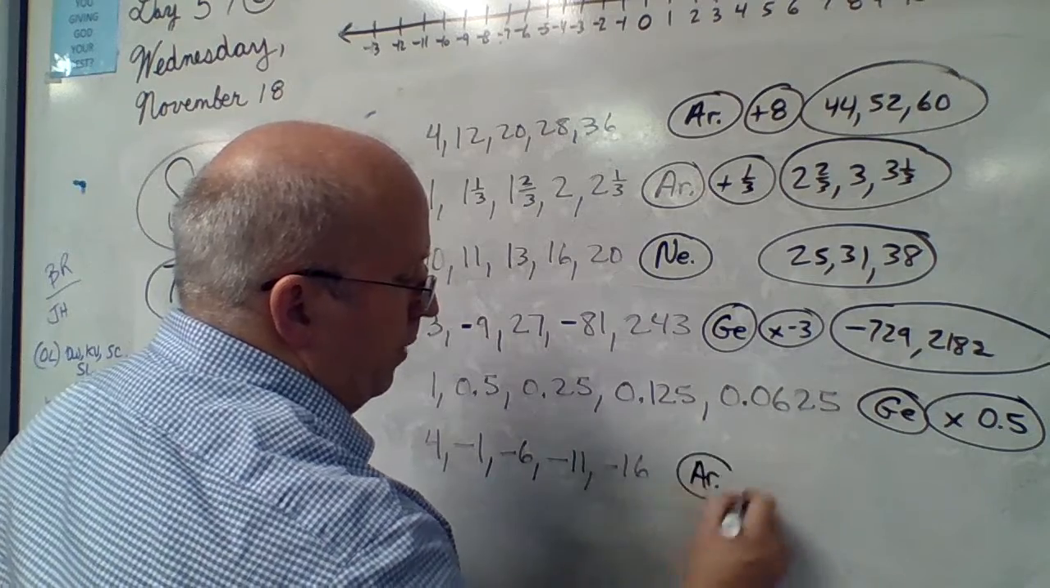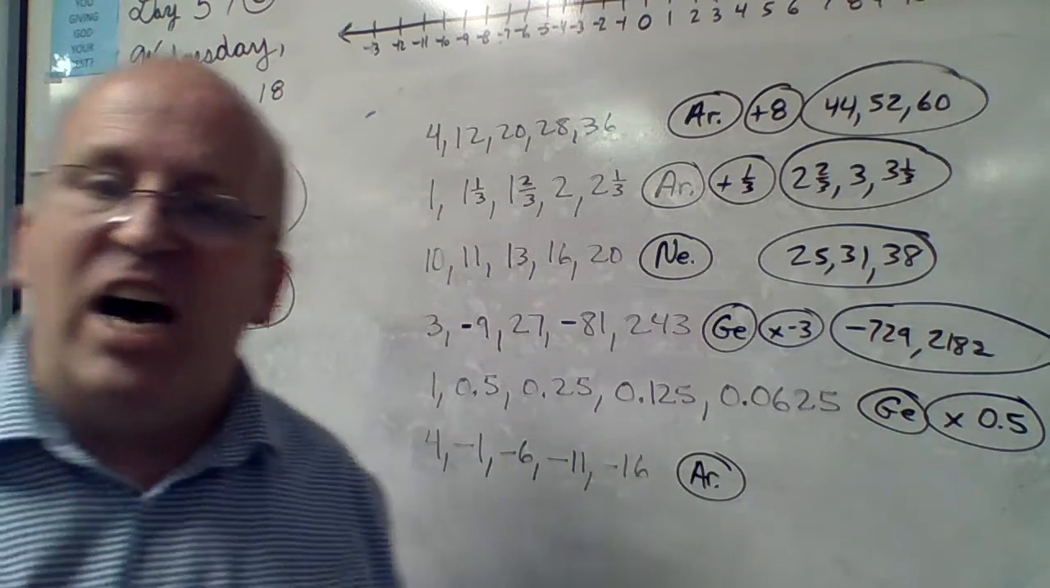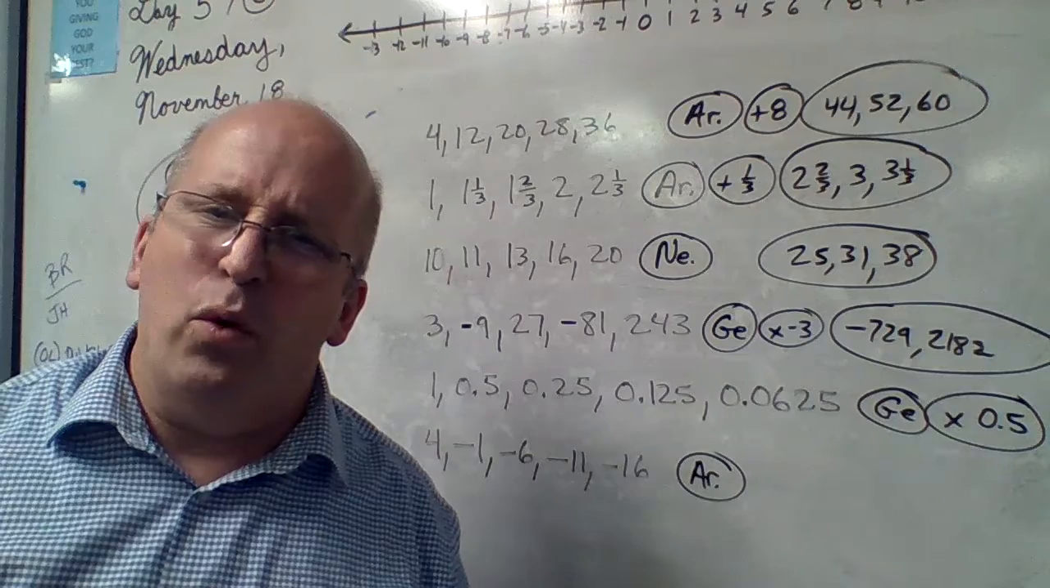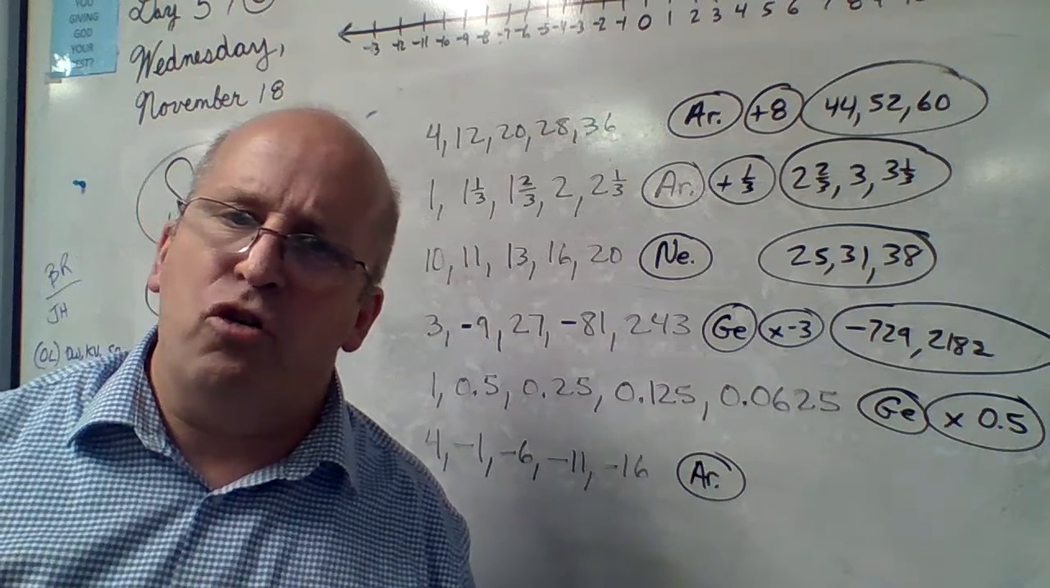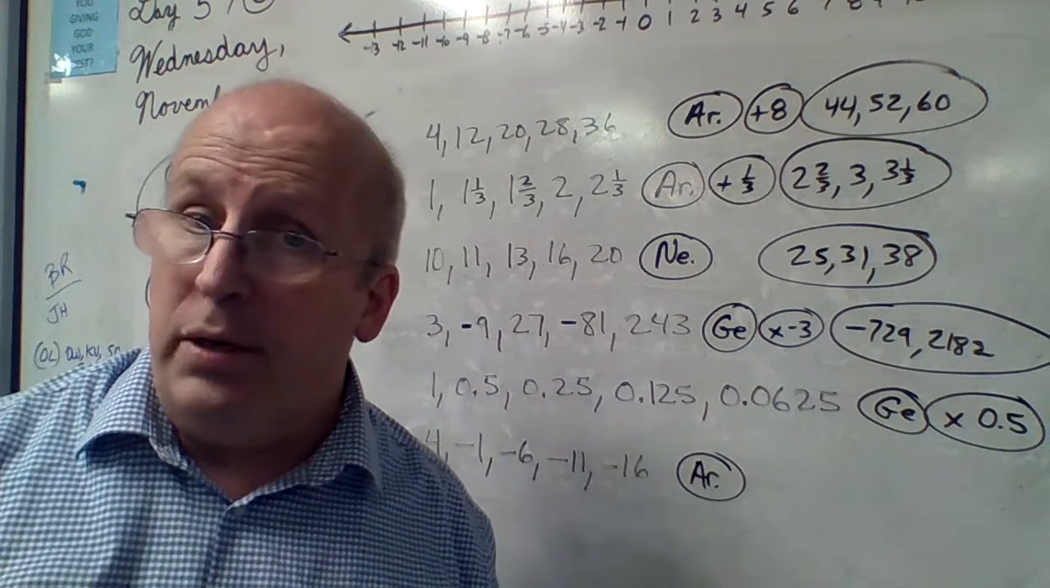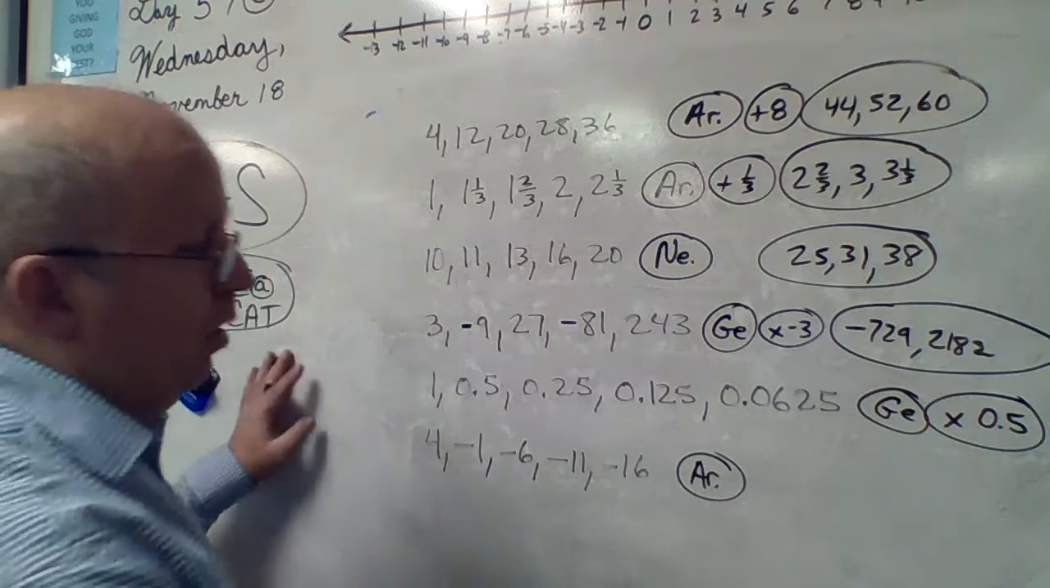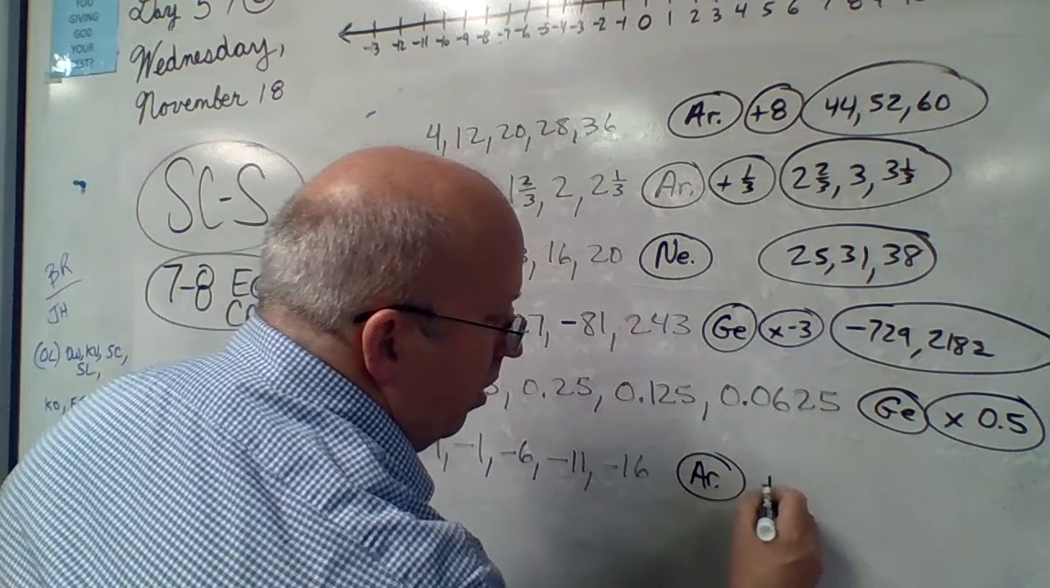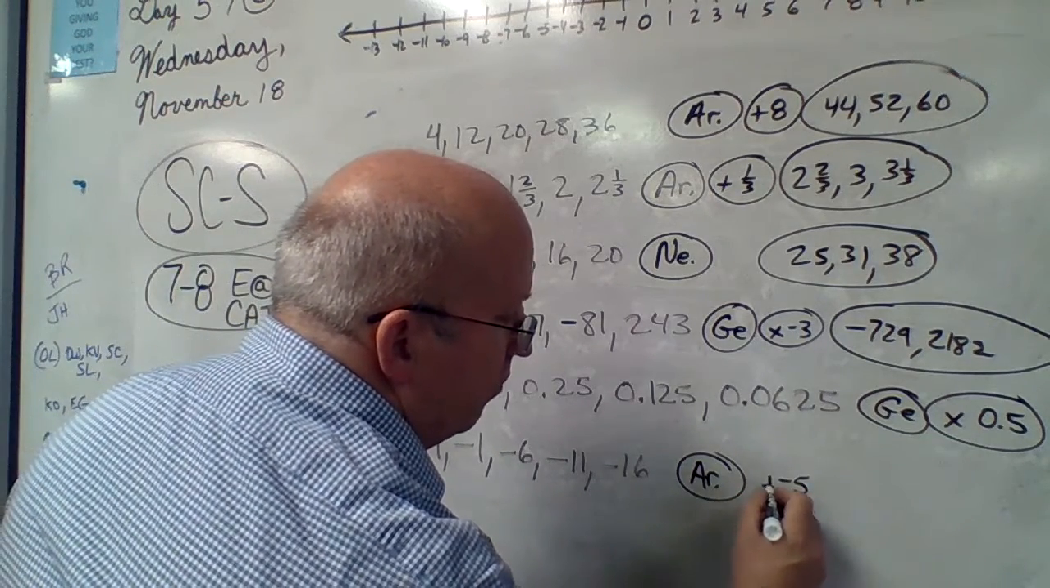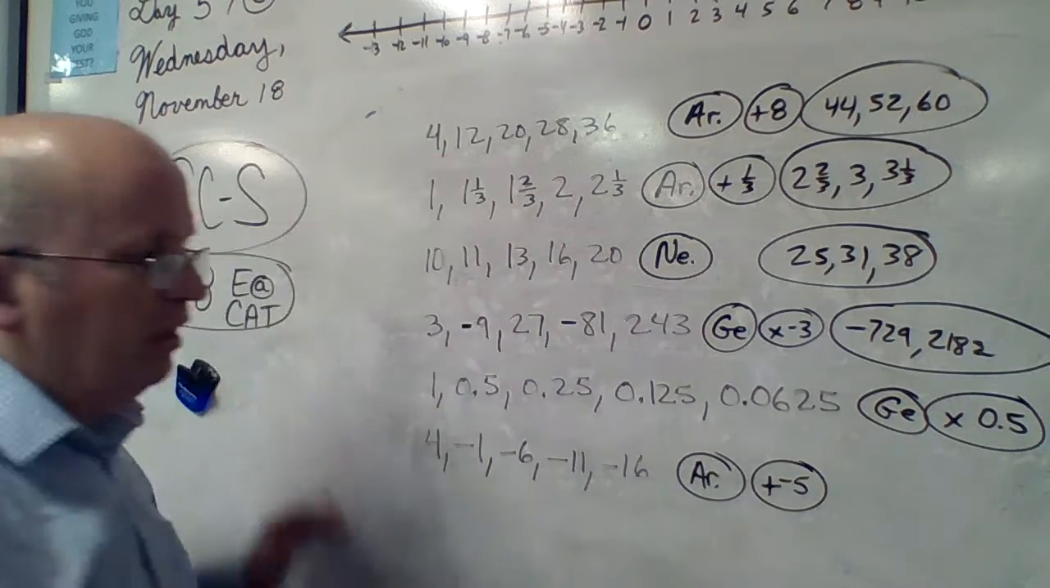But wait a minute, Mr. Panko. You said we're minusing 5. How does that make it an arithmetic pattern? I thought with an arithmetic pattern you're adding numbers. You're right. But watch this. What if I write arithmetic plus a negative 5 as the pattern? Plus a negative 5.